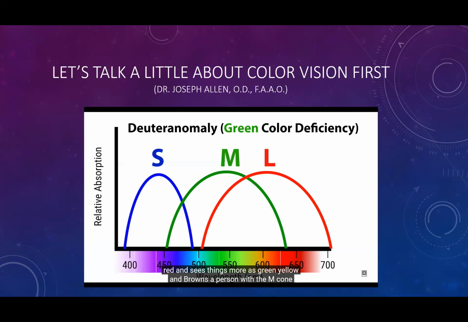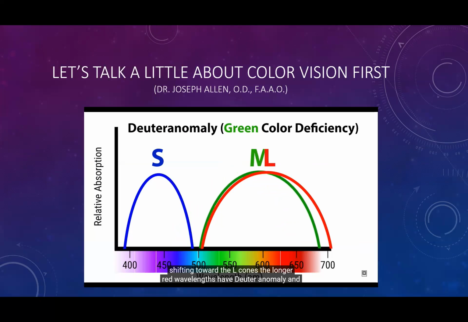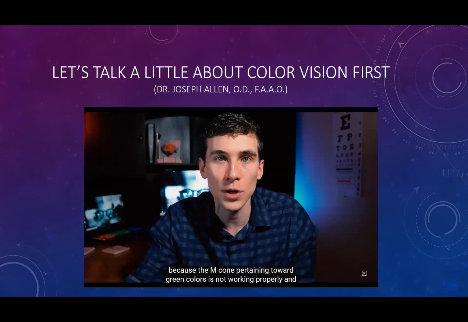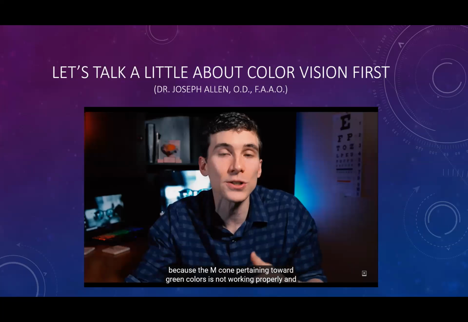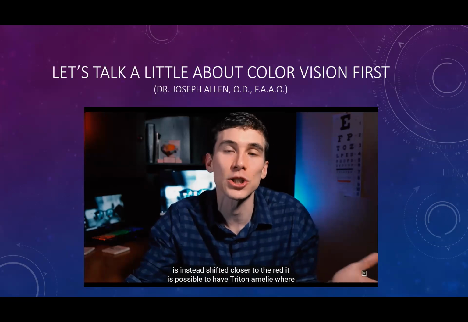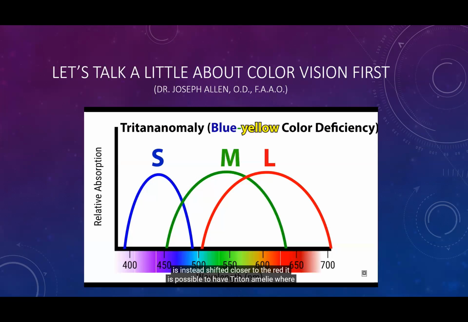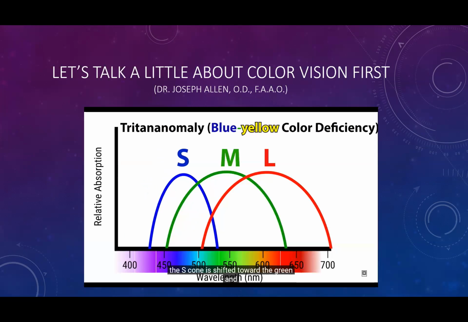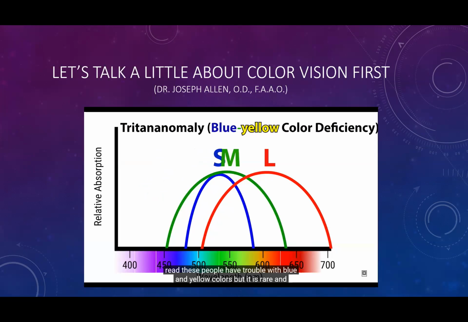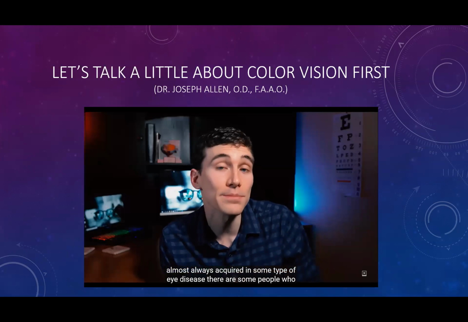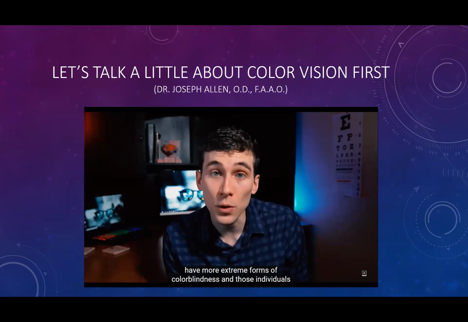A person with the M cone shifting toward the L cones, the longer red wavelengths, has deuteranomaly and will see more red normally and have difficulty seeing the green colors, again because the M cone pertaining toward green colors is not working properly and is instead shifted closer to the red. It is possible to have tritanomaly, where the S cone is shifted toward the green and red. These people have trouble with blue and yellow colors, but it is rare and almost always acquired in some type of eye disease.